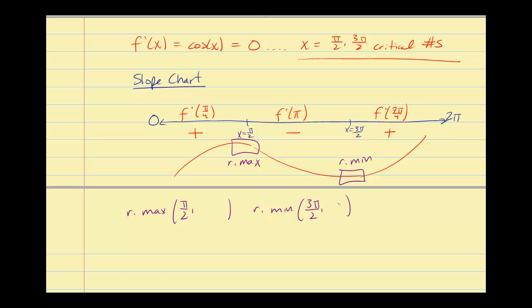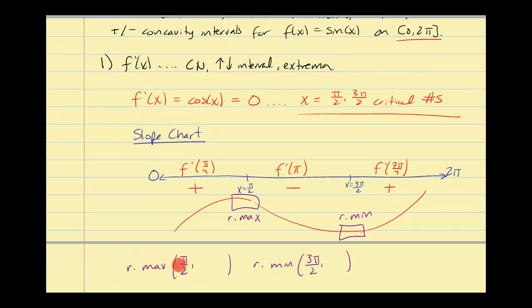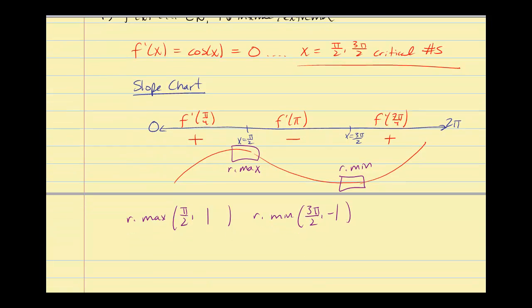Now to find the corresponding y values, I take pi over 2 and plug it into my original function. So I take pi over 2 and plug it into the sine of x to find my y value. Well, the sine of pi over 2 is 1. Now to find my relative min, I take 3 pi over 2 and plug it into my original function. The sine of 3 pi over 2 is negative 1. So those are my relative extrema.